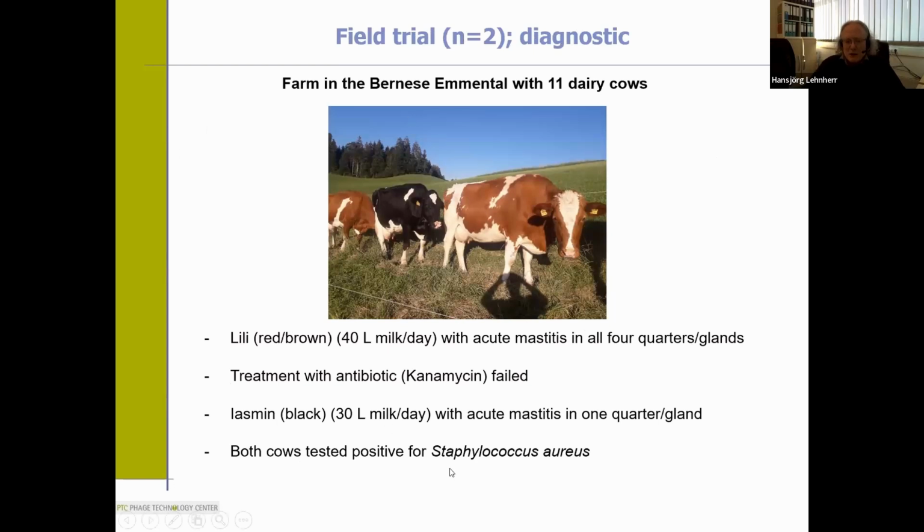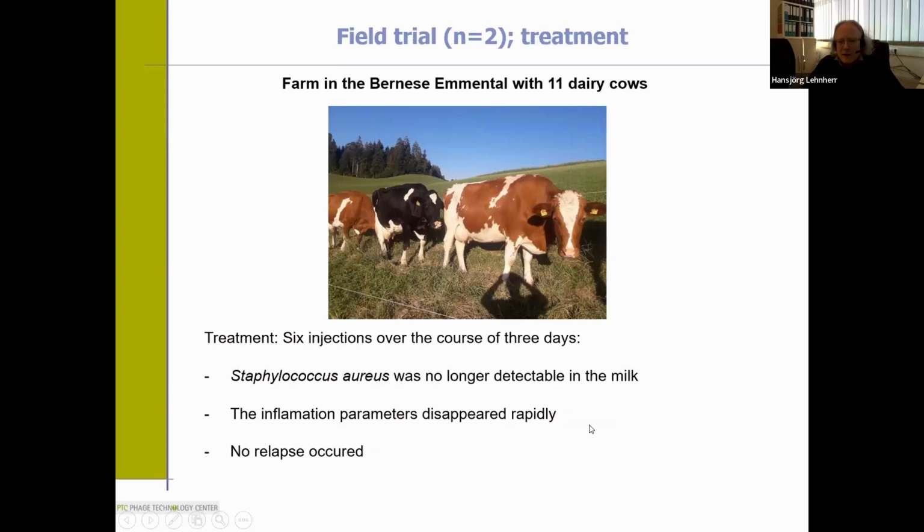So we did the diagnostic. Both cows tested positive for Staphylococcus aureus. Then we treated them, and very shortly, about 6 days after the treatment, Staphylococcus aureus was no longer detectable in the milk. The inflammation parameters disappeared very rapidly, and no relapse occurred.